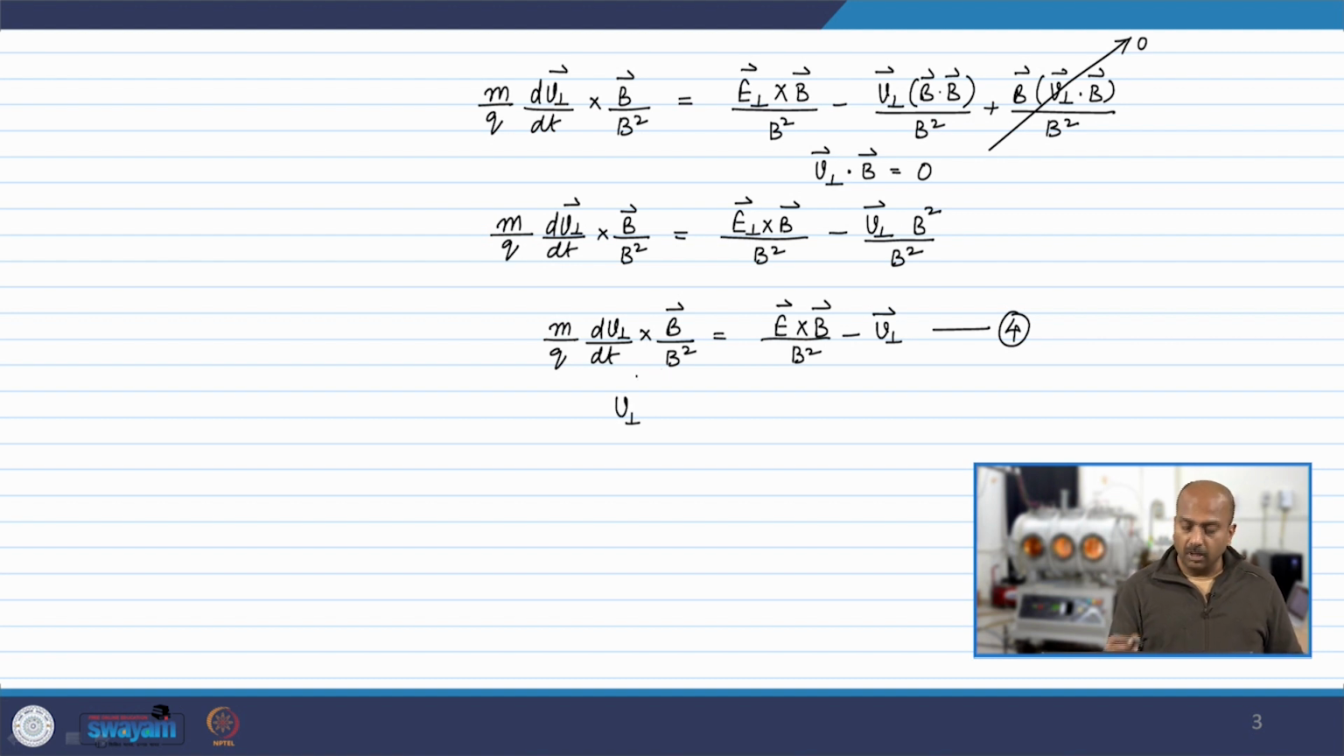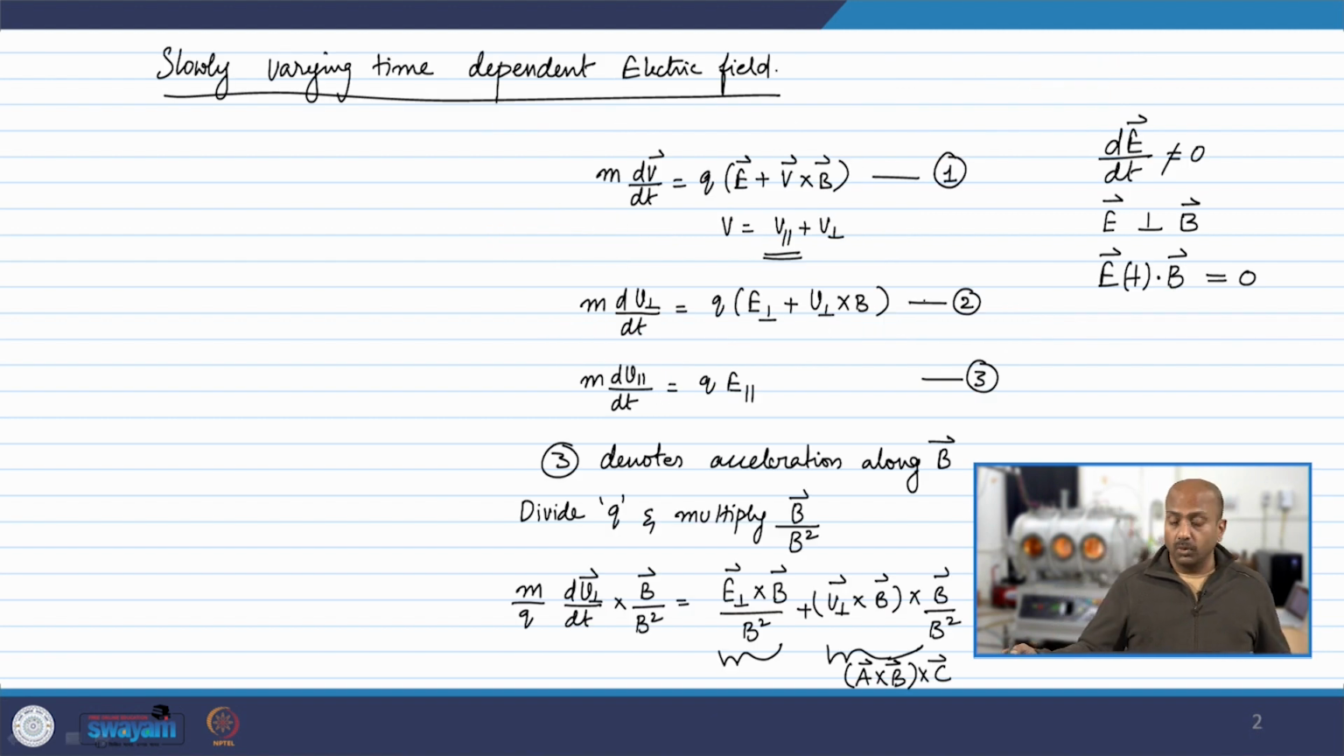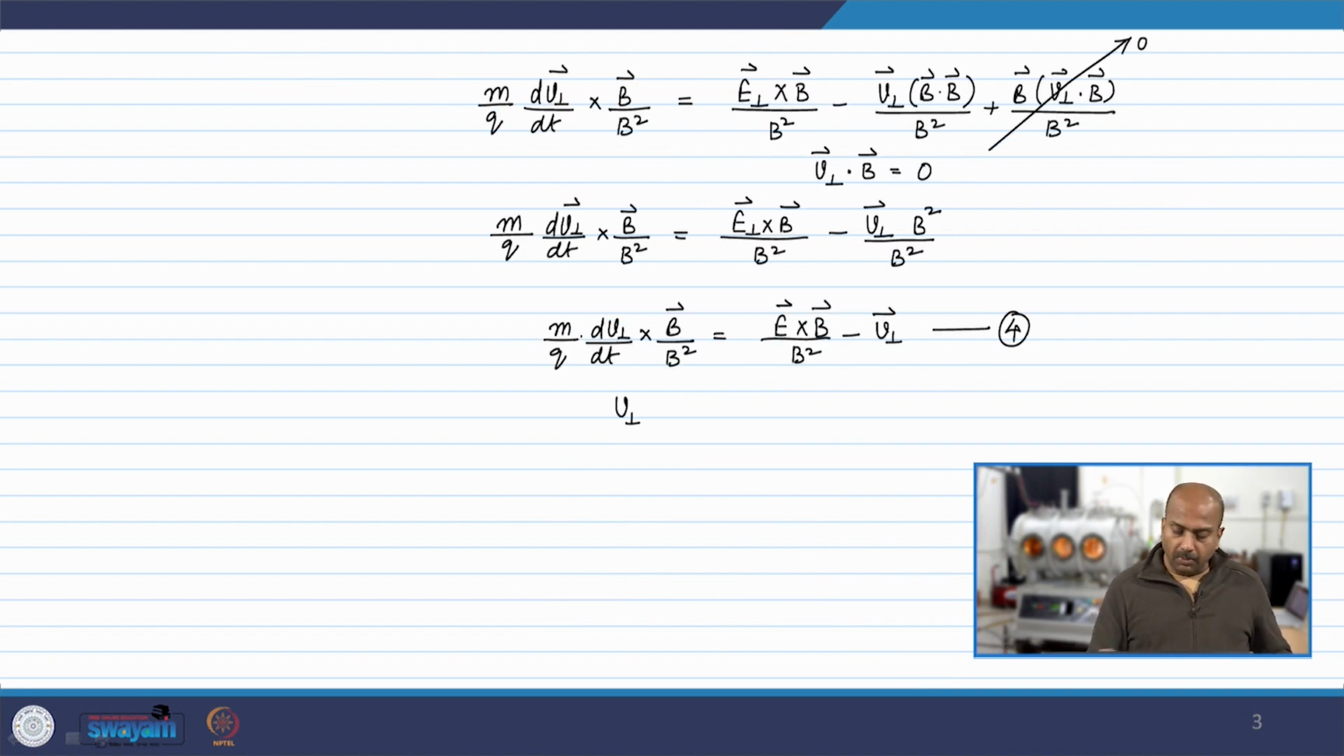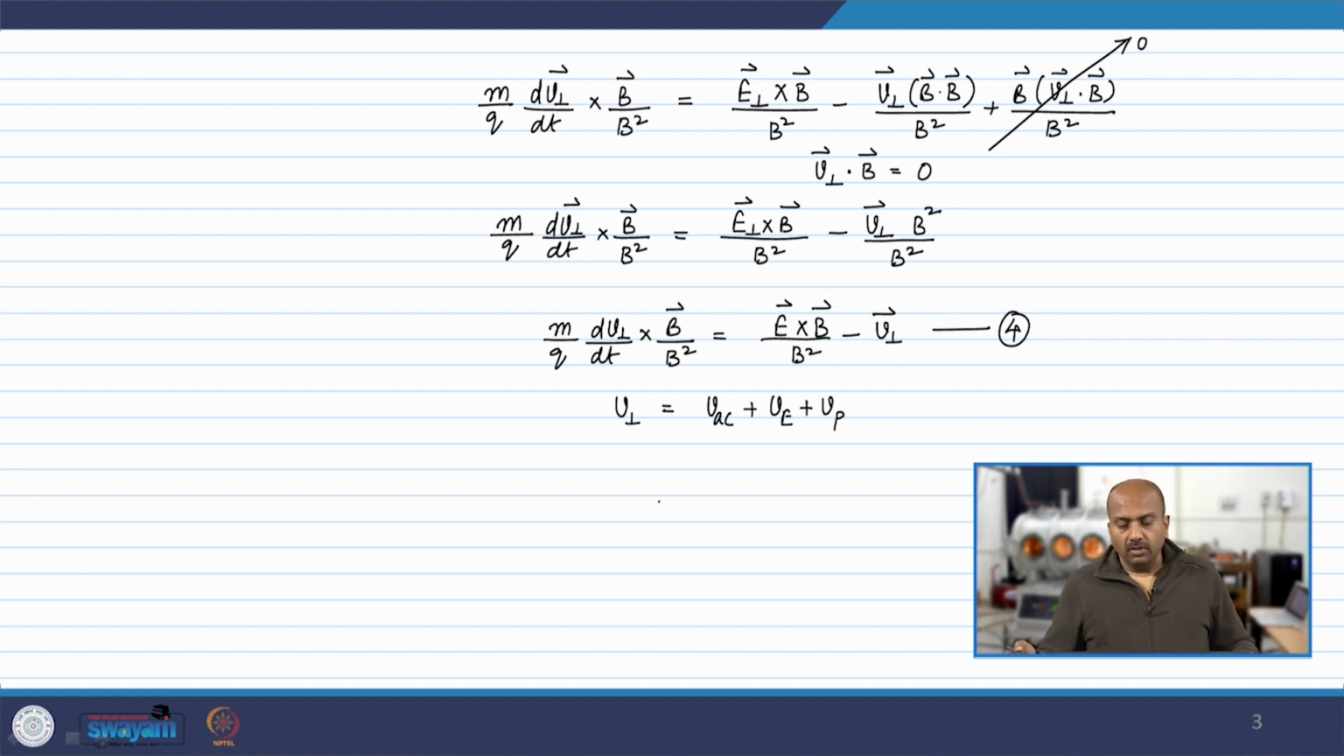So, now what is the solution? V perpendicular. Of course, V perpendicular is the solution because we are only looking at the decomposed equation, equation number 2, not equation number 3. So, V perpendicular can be written as V_AC plus V_E plus V_P. Okay. What is the meaning of this? We have to remember that if we have this sort of differential equation, the solution can be decomposed into a time dependent part and a constant part.